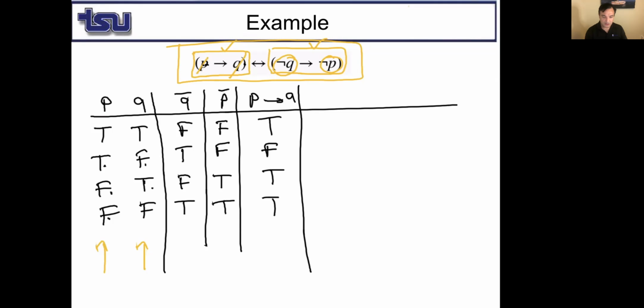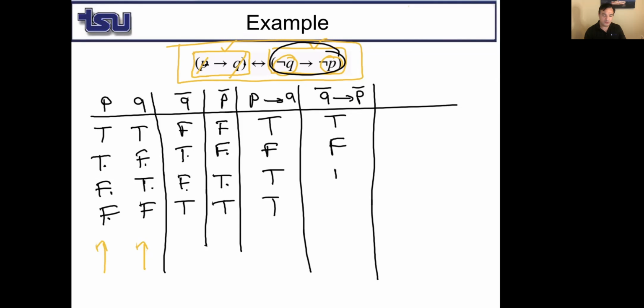Then I'm going to take care of Q naught implies P naught, which is right here, okay? Q naught implies P naught. F, if premise is F, conclusion is F. If premise is false, regardless of conclusion, I did keep my promise. Premise is true, conclusion is false, this is false. Premise is false, conclusion is true, this is true. Premise is true, conclusion is true, that's true, obviously.